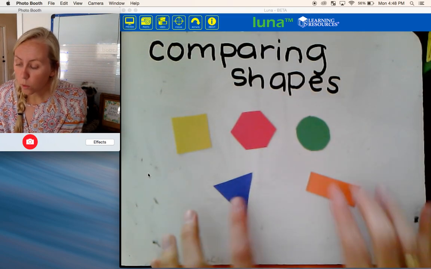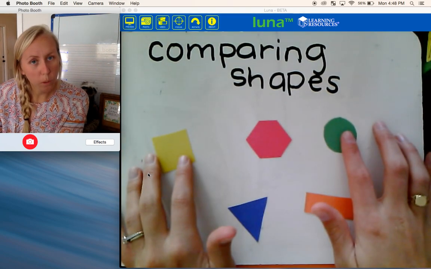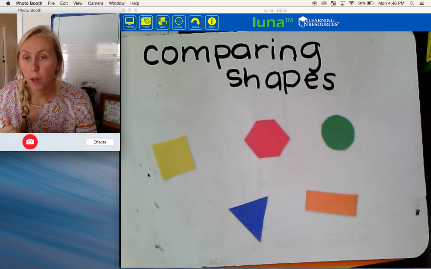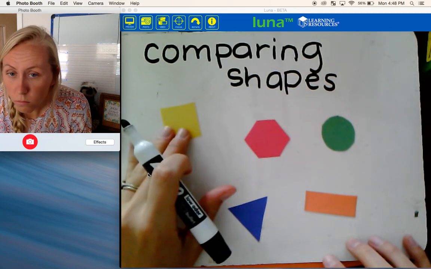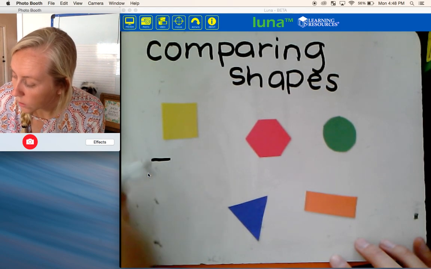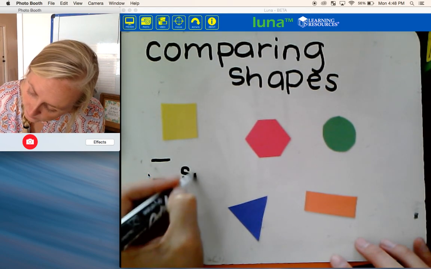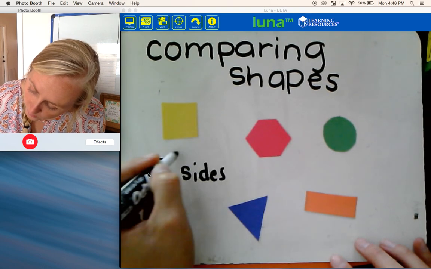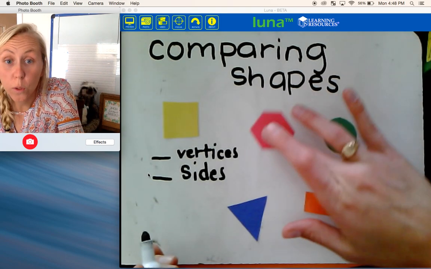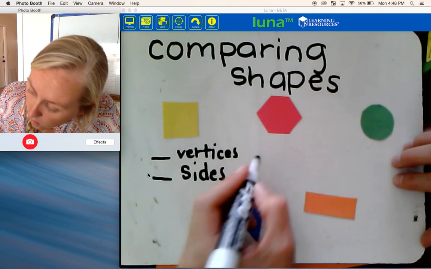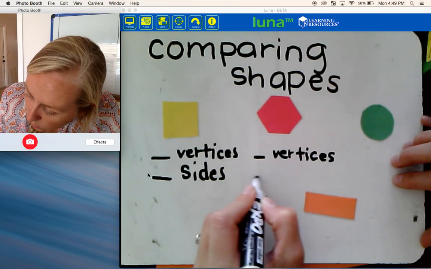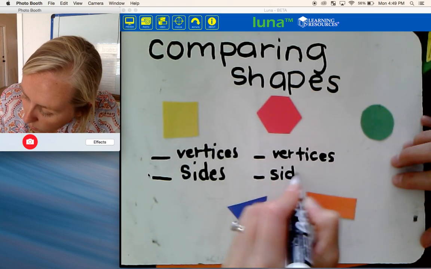Okay, so we're going to go through each shape and just do a little review about how many sides they have and then how many vertices they have. I'm going to write it here. You don't have to be writing this unless you wanted to. So I have my square. I'm going to do two lines. I'm going to write sides and vertices. This is a review of all the shapes that we have learned so far in our 2D shapes.